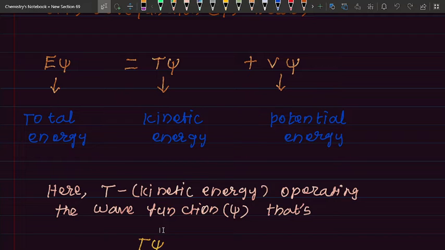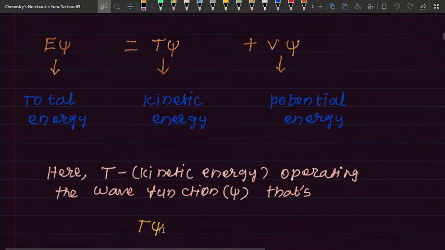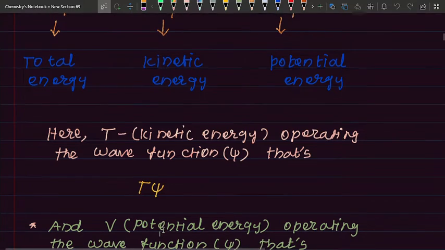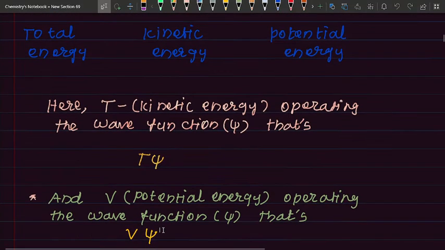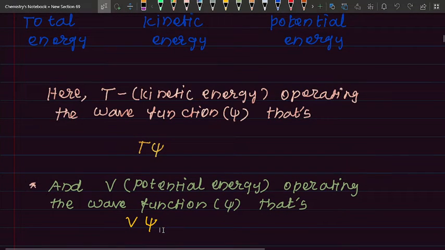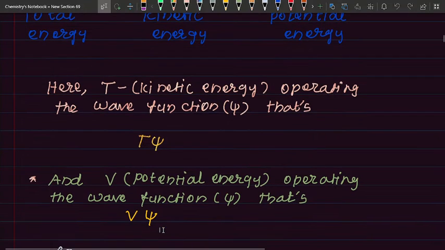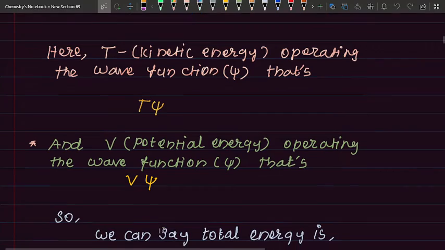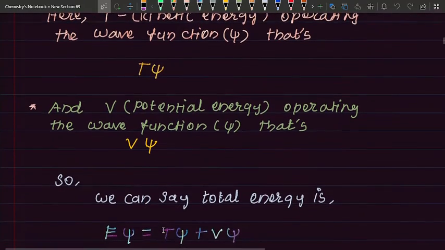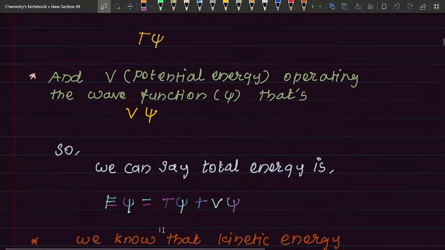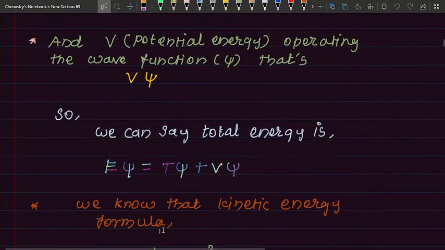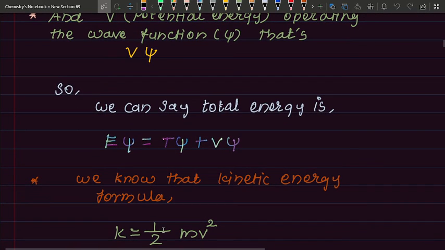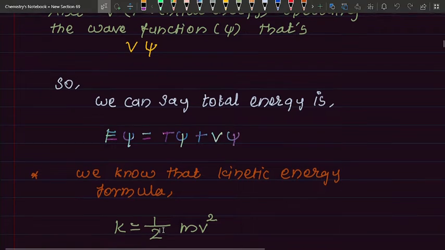Here T is the kinetic energy operating on the wave function psi, that is T psi, and V, the potential energy, operating on the wave function psi, that is V psi. So we can say the total energy is E psi equals T psi plus V psi.